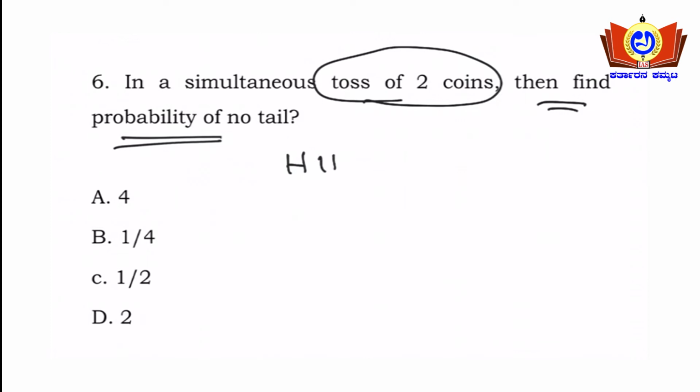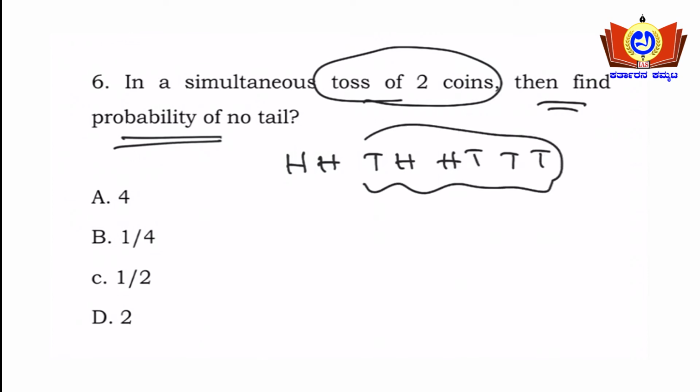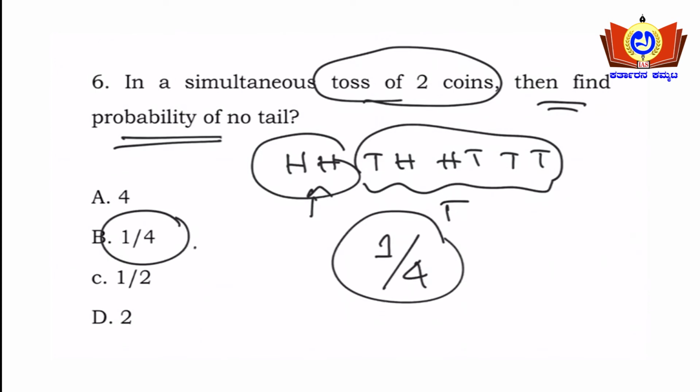Head and head will be one possibility, tail and head will be another, head and tail will be another, and tail and tail will be another. So in three of the cases tail is there. The question says find the probability of no tail. No tail means only one chance is there. So 1 upon 4 is the answer here. Option B is the right answer here.